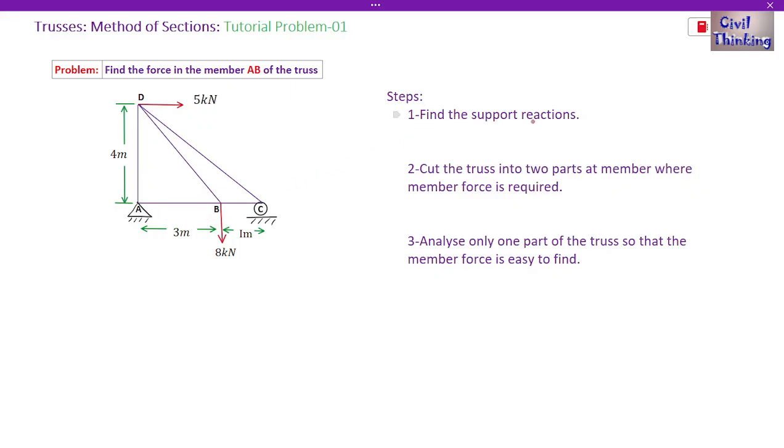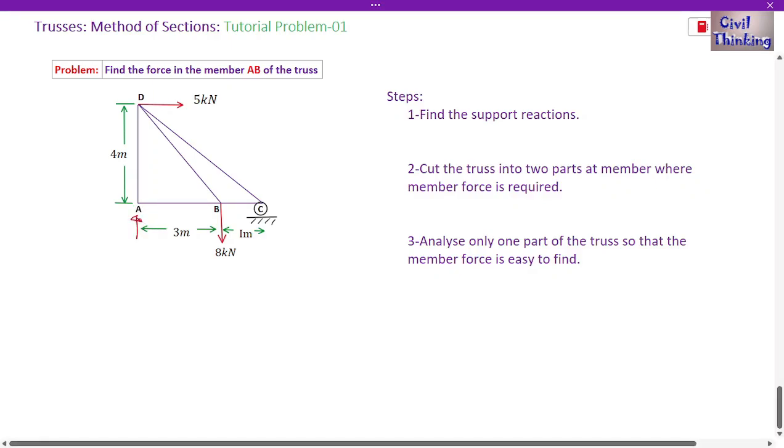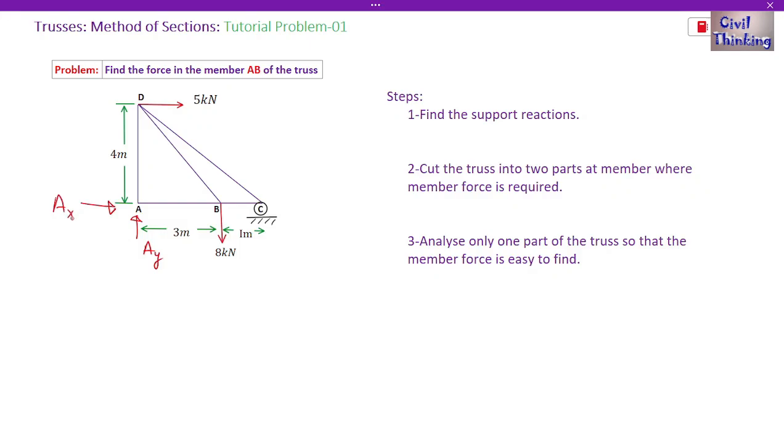First is to find the support reactions. So first we will draw the free body diagram of the whole truss and find the support reactions. This is a hinge support, and in a hinge support we have two reactions. Let us call this AY and this support reaction AX, because I have assumed the horizontal direction as X and the vertical direction as Y.